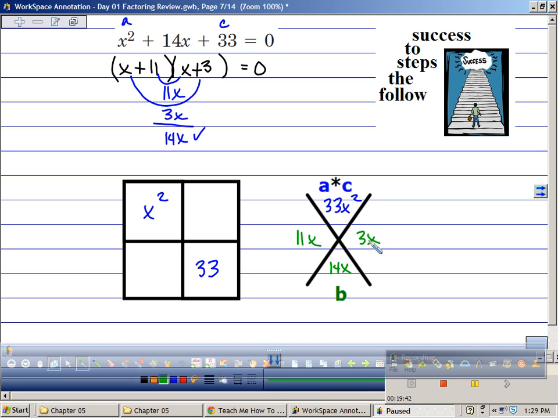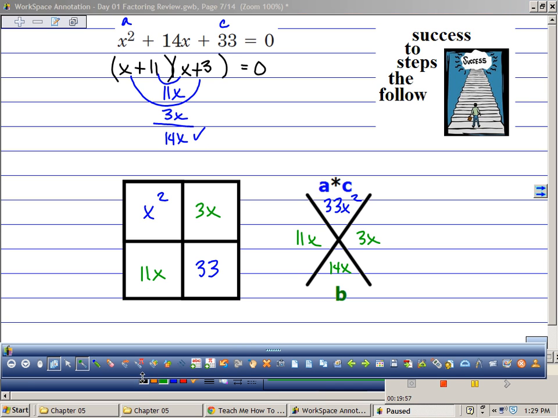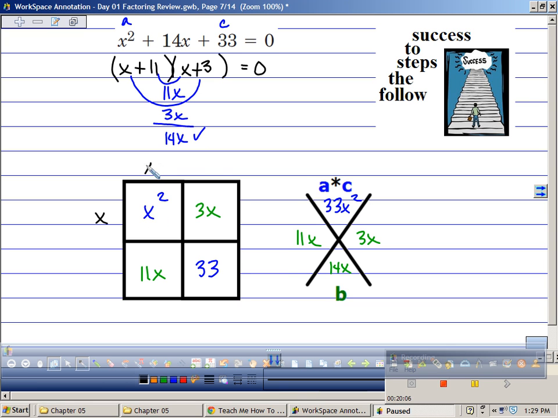So now I know that 11x and 3x must be what I need to put here. It doesn't matter which order you put them in. Multiplication is commutative. It's still going to come out the same. So when I factor out the greatest common factor, they both have an x. X times what makes x squared? X. X times what makes 3x? 3. 11x and 33 both have an 11. 11 times x is 11x. 11 times 3 is 33. There's my two binomials right there.